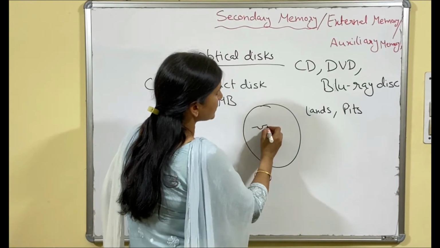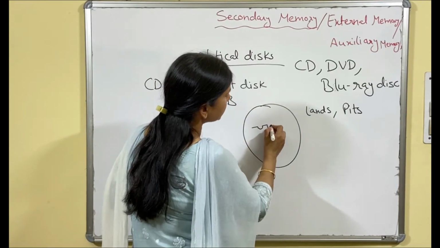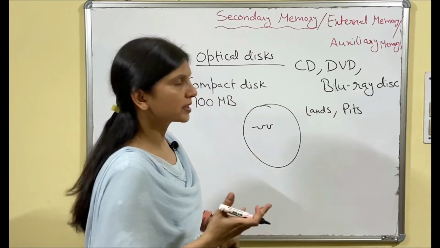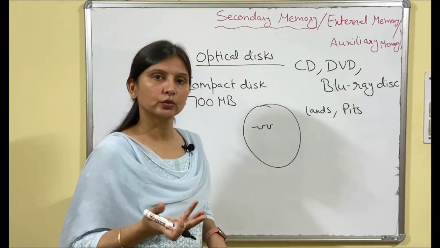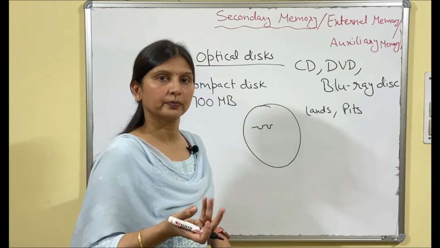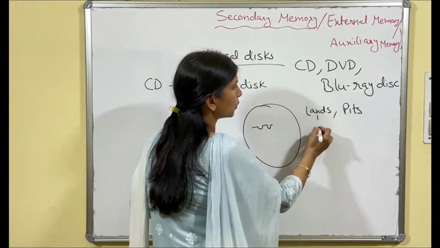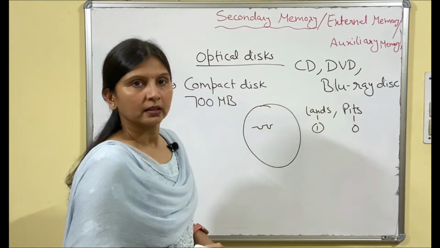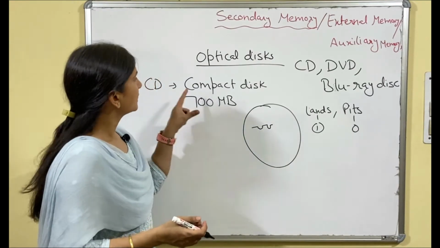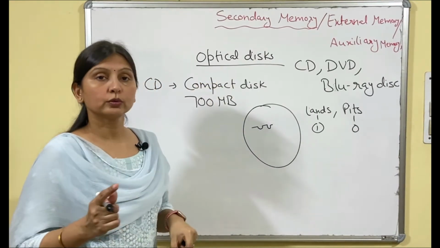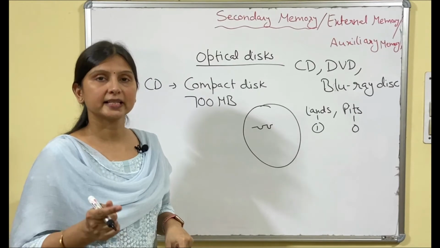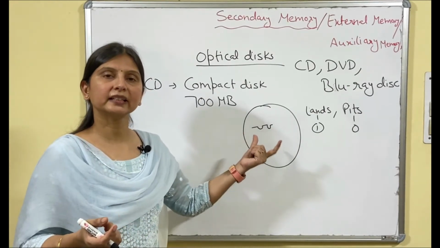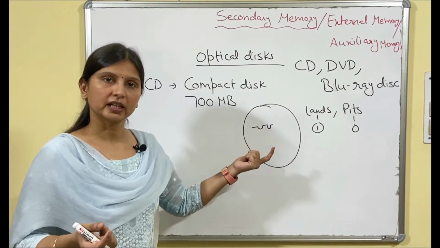So data are stored in the form of lands and pits, which is not visible with your naked eyes. As you know, data stores in the form of 1 and 0. So land represents 1 and pit represents 0. And why are these optical? Because I told you it uses light, and what light? Laser beam. So it uses laser beam to read and write the data on the disk.